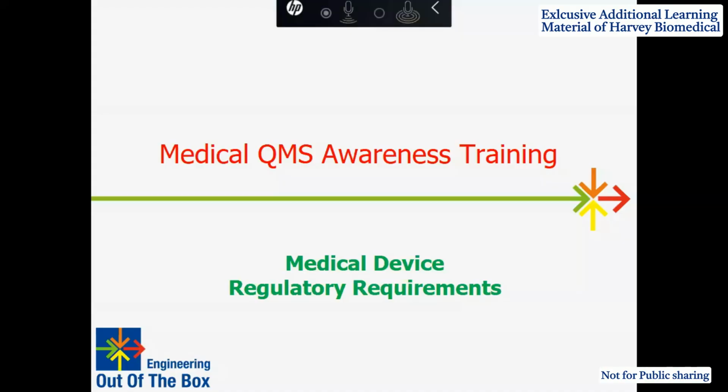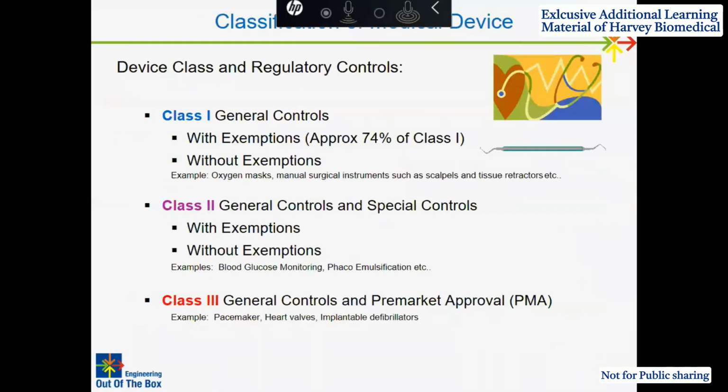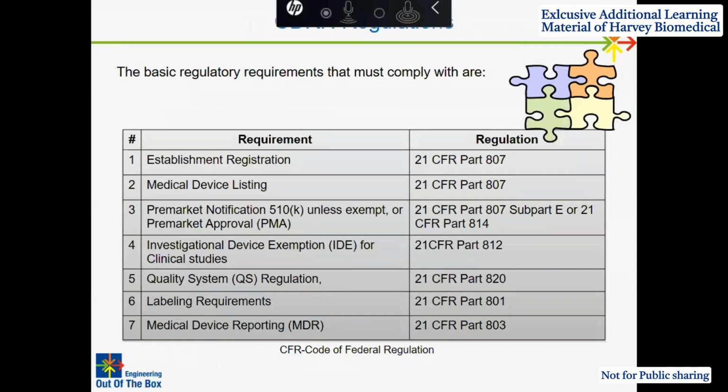I'll continue where we started. I have explained the device classification, class 1, 2, 3, and all the basic regulatory requirements for the US FDA. You see, the CFR is the Code of Federal Regulations. This is for the US.